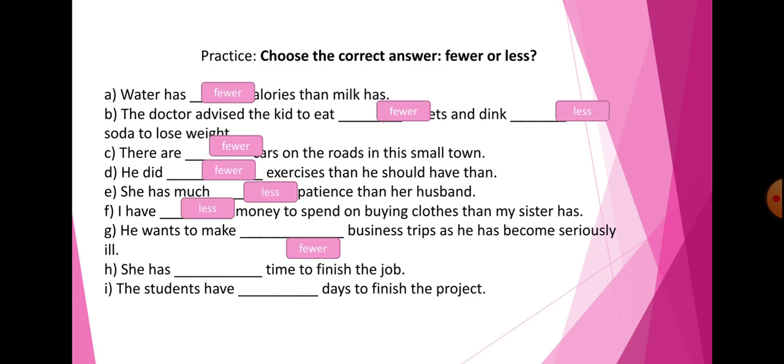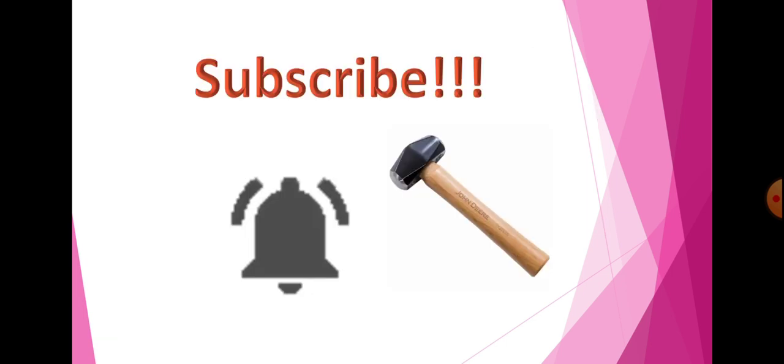H. She has time to finish the job. So time is a countable or uncountable noun? Yes, uncountable noun. So the correct word is less. I. The students days to finish the project. The students have fewer days to finish the project. Okay, very good everyone, good job.